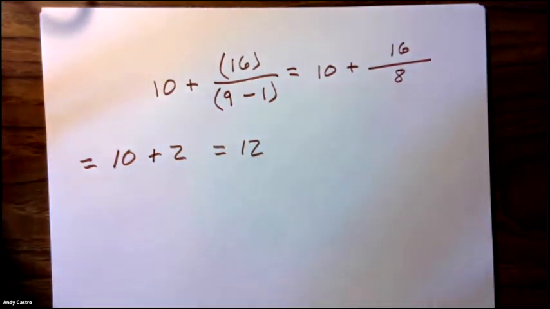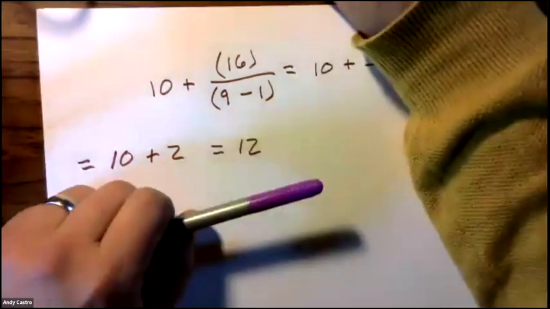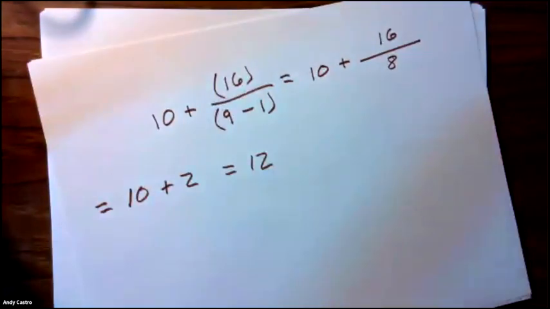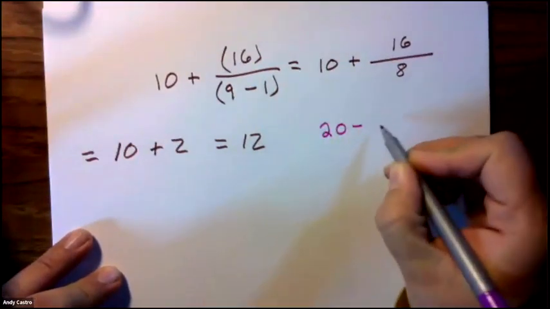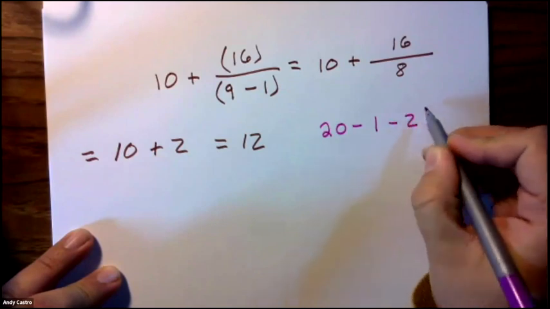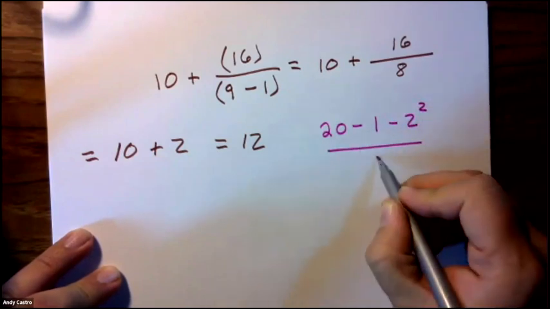All right. Next one is going to be 20 minus 1 minus 2 squared over 3.